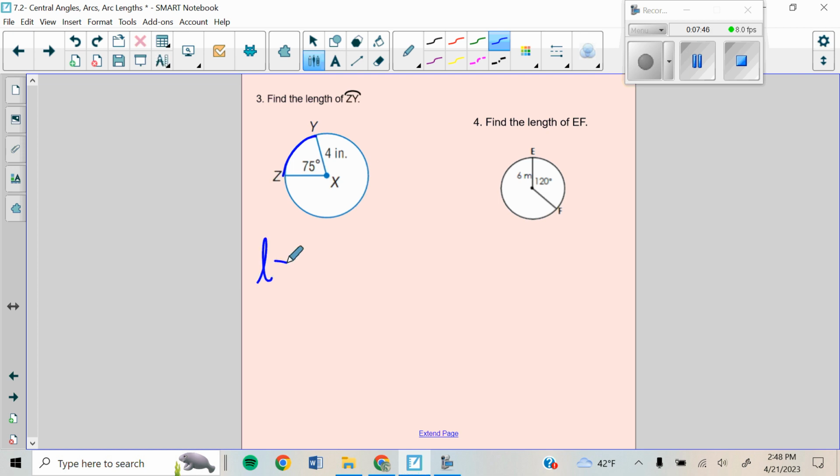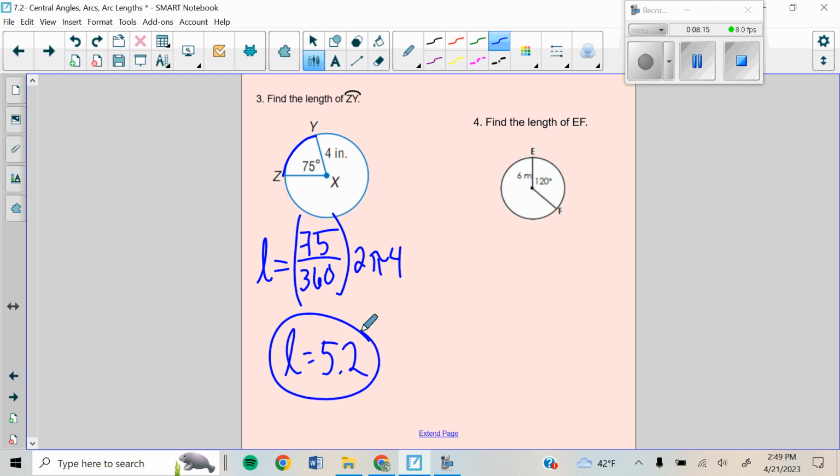So L equals, my length equals my angle measure over 360, and then I'm going to times it by, and they give me a radius, so 2 pi times 4. So go ahead and grab your calculator. Make sure that you're plugging the 75 divided by 360 in parentheses when you plug it into your calculator. And then let's agree to just round to 1 decimal place. So in this one, our length is 5.2.